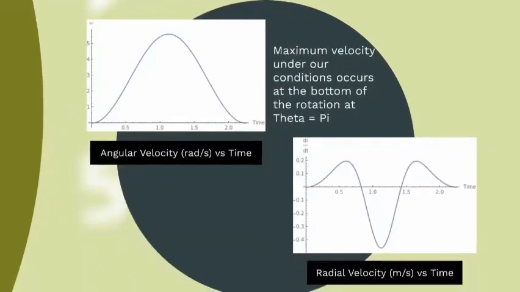And this, the top left, is our angular velocity, which shows the bird speeding up as it goes down the wheel, and it slows down as it goes up the wheel. And the maximum velocity under our conditions occurs at the bottom of the rotation at theta equals pi. And we found that the maximum velocity is 5.6 radians per second. And then the bottom right graph is the rate at which the radius of the bird's mass increases as it goes around the wheel.